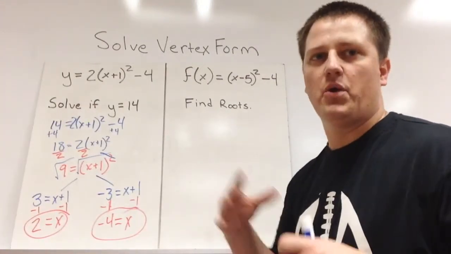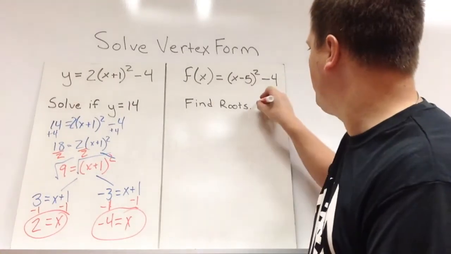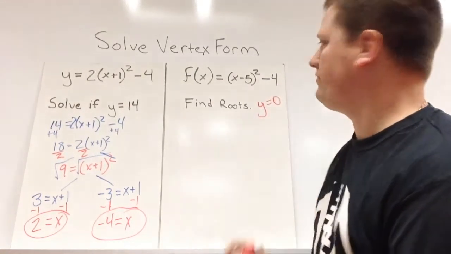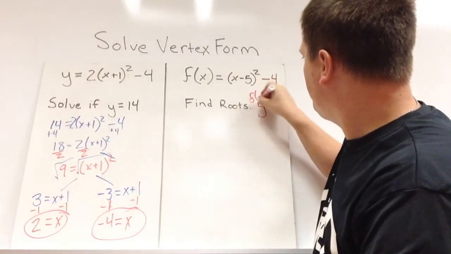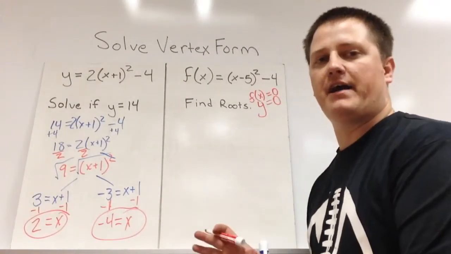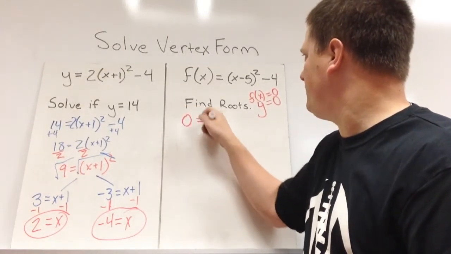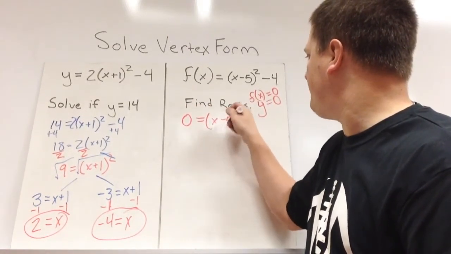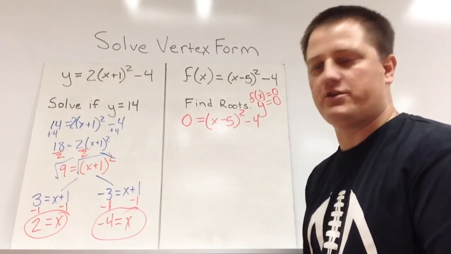In this other version, we want to find the roots. So one thing that we have to know about the roots is y equals 0. Well, in this case, it's not y. Y is known as f of x. So it's f of x equals 0. So we're going to take f of x out. We're going to put 0 in. So we're going to have the problem 0 equals x minus 5 squared minus 4. And we're going to solve this equation.